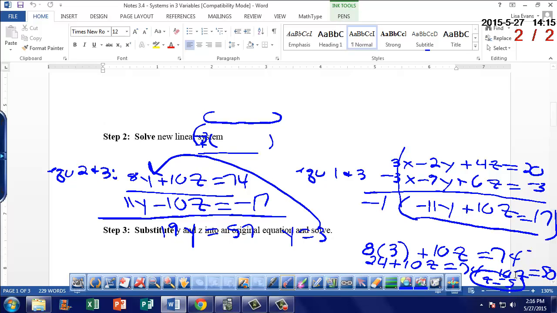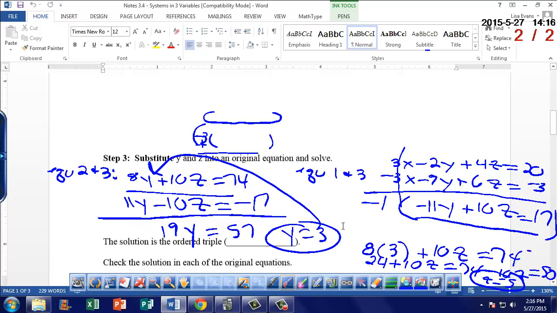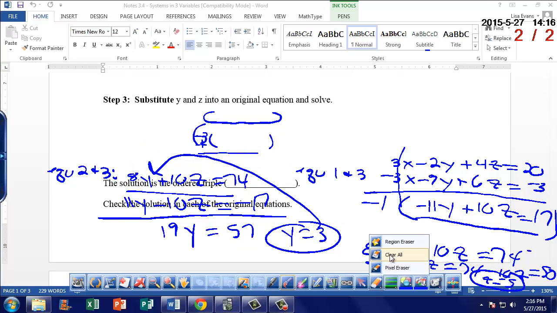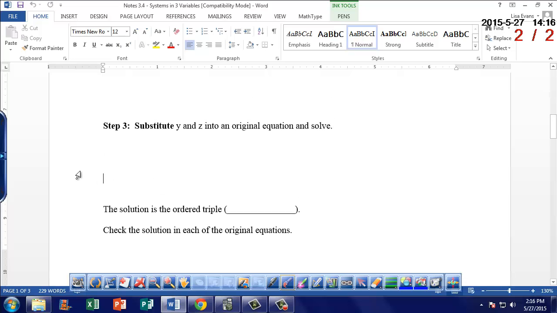Now I'm going to take my z equals 5 and my y equals 3, and plug it into one of my original equations to go ahead and get x. It does not matter which one you do. I think the work I have, I just did the bottom equation. I thought it was easiest. So I did x plus 3 times 3 minus 2 times 5 equals 1. And I was able to easily solve for x. I get x to be 2.